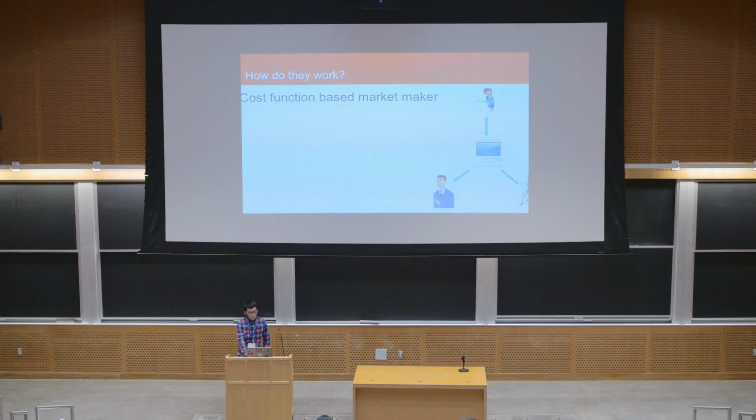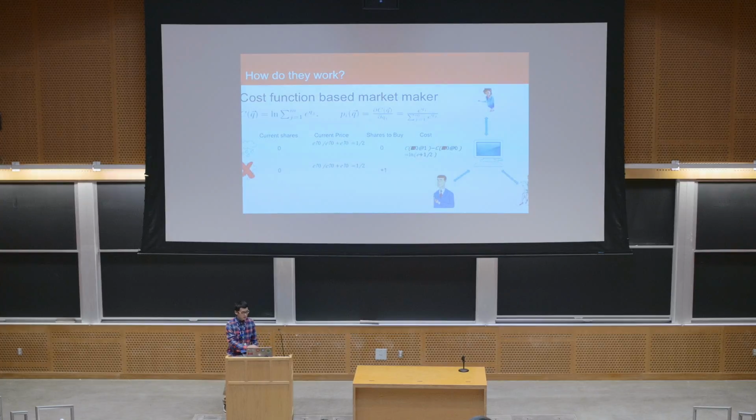So this way, we have a centralized market maker in the market, and the traders will trade with the market maker only. For example, the market maker maintains a cost function. Its argument is going to be the number of outstanding shares in the market. And if we differentiate that cost function, we get the price function of each security.